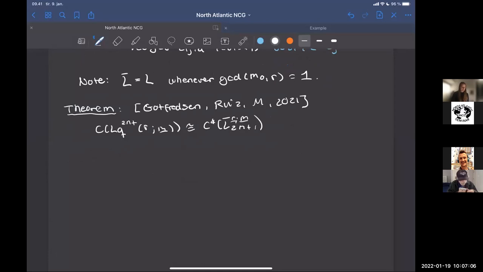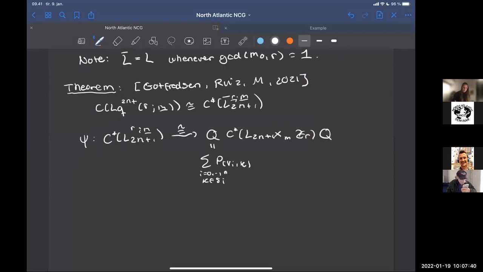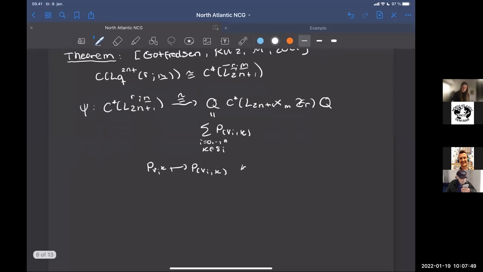So now, just to give you a very quick idea of the proof, and then you also see what goes wrong in the proof by Brzezinski and Szymanski. So what we did was to construct a map from this graph C*-algebra here to a corner, just denoted by Q, of this skew product graph. And now Q here is the sum of all the P_{v_{i,k}}, where i goes from 0 to n, and k has to be in S_i. And then we show that this is an isomorphism mapping P_{v_{i,k}} to P_{v_{i,k}}, where k has to be in S_i.